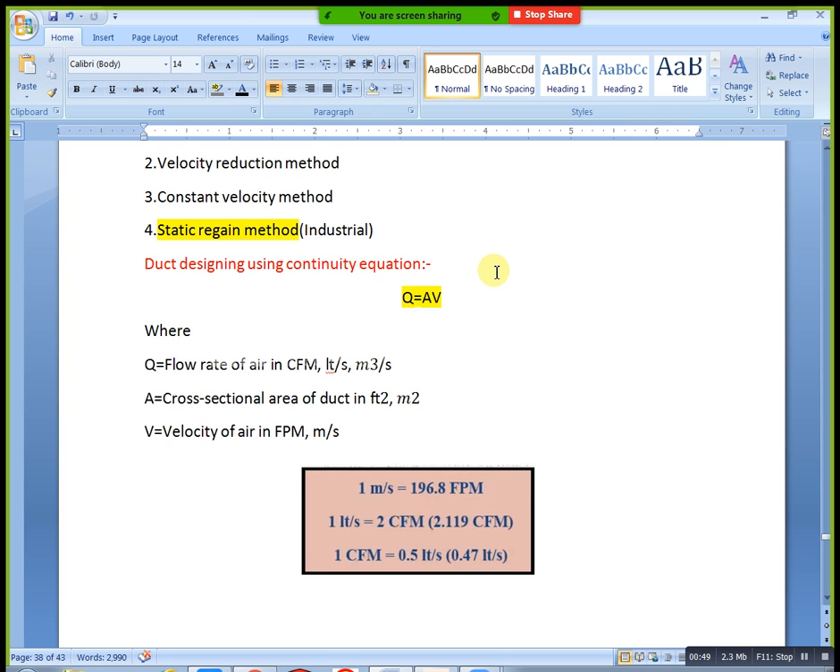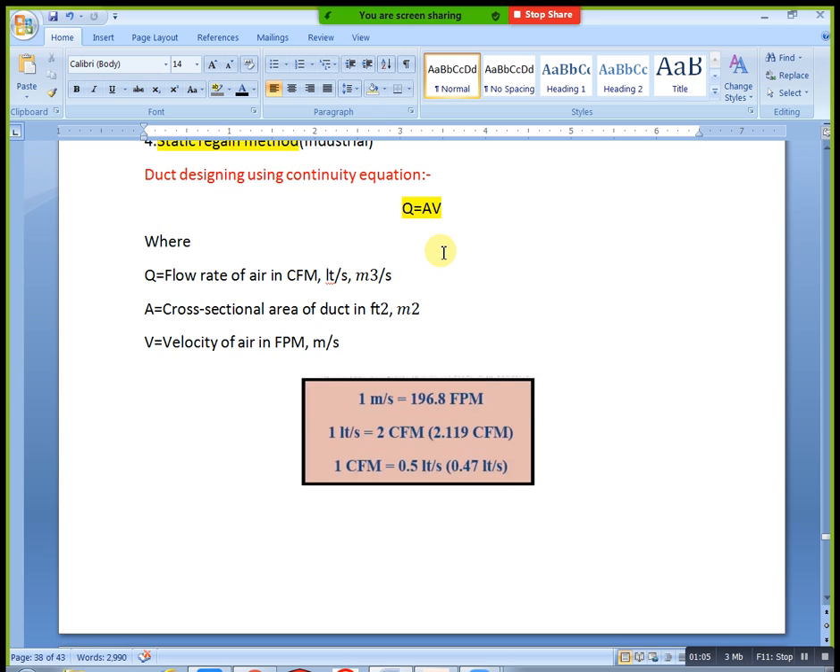In pipe sizing also we need this equation. When you calculate your pipe size, in that condition also we need this one. Q is equal to AV. This is the continuity equation. In fluid mechanics you already know that. Just you can see, Q is equal to AV. Q is the flow rate of air.